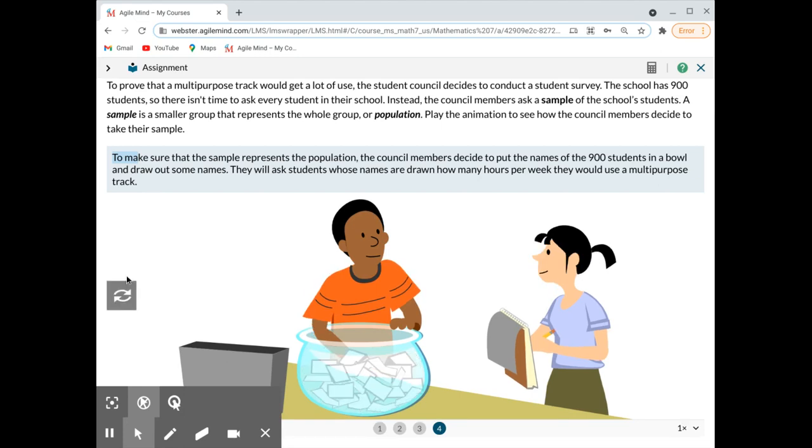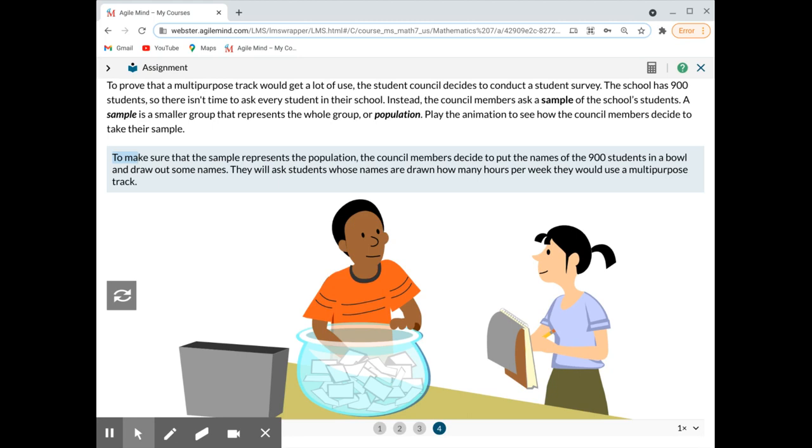Okay, so it says to make sure that the sample represents the population, the council members decide to put the names of the 900 students in a bowl and draw out some of the names. They will ask students whose names are drawn how many hours per week would they use a multi-purpose track.